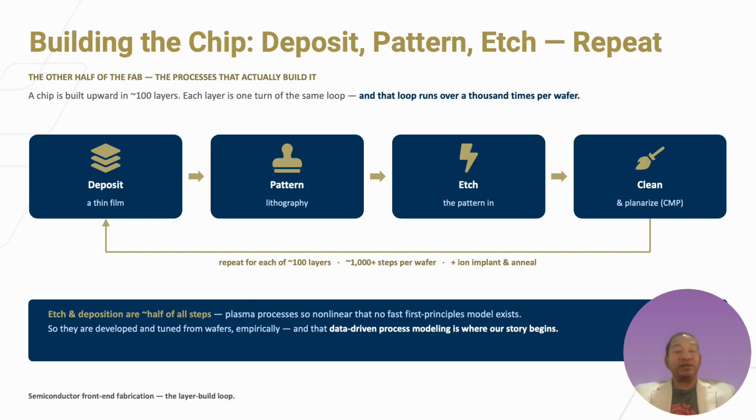Etch and deposition together are half of all those steps, and there are plasma processes that are so complicated that there is no fast exact physics model for them, so engineers tune them using data from real wafers. That idea, learning a process from data, is exactly where this course begins.